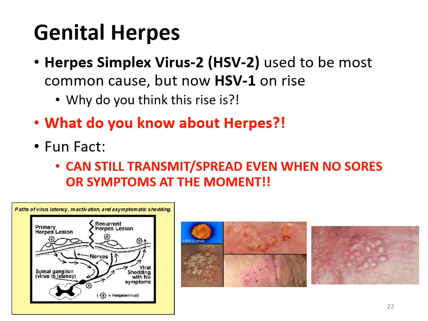It goes latent in the nerve cells, in the nerves, and then eventually it reactivates, usually when you're either under stress or if you become immunocompromised, okay? So if you're fighting other infections, all of a sudden you'll have a bout of herpes sores popping up.